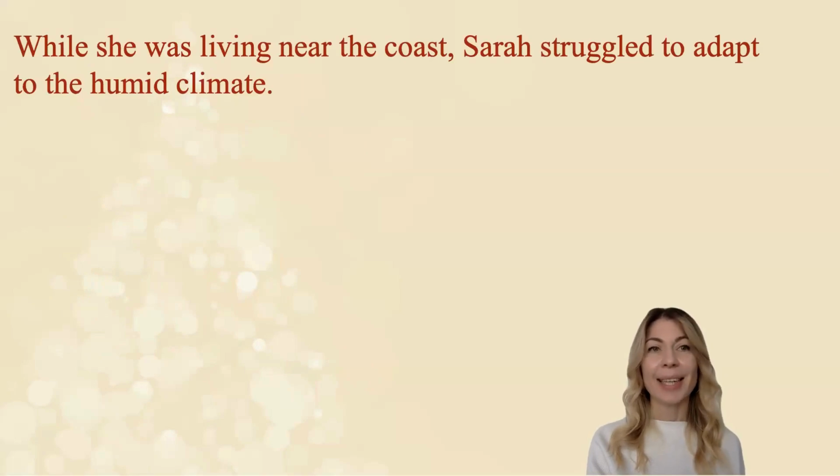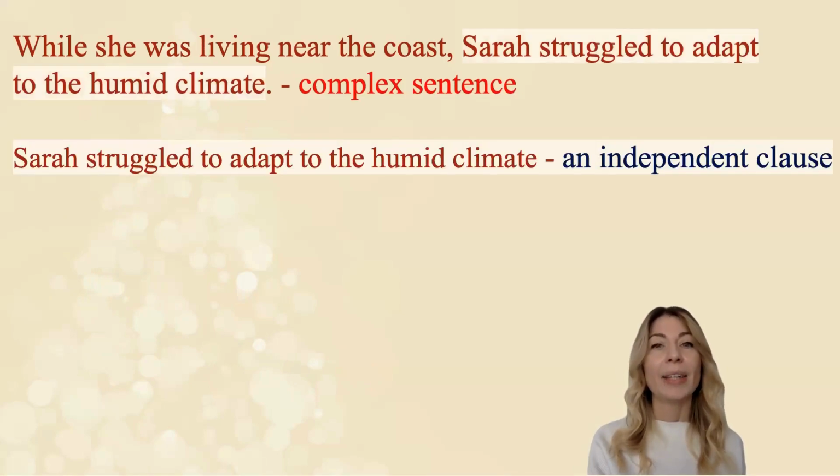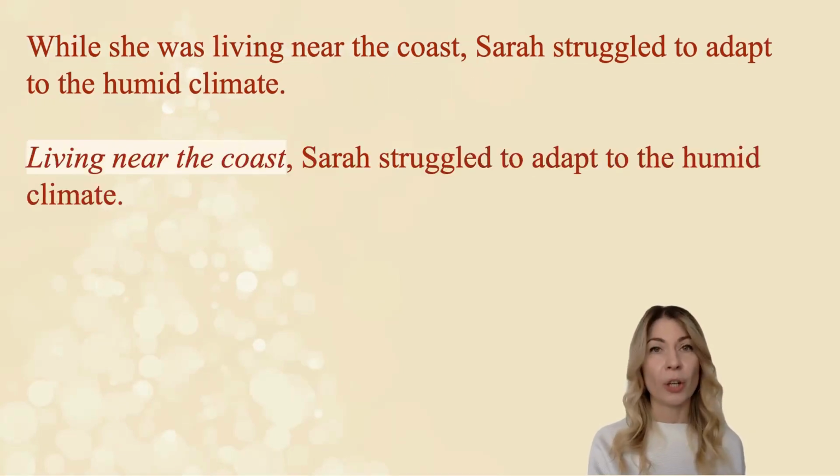Look at this sentence. While she was living near the coast, Sarah struggled to adapt to the humid climate. Okay, we can see a complex sentence and it consists of an independent clause, Sarah struggled to adapt to the humid climate, and a dependent clause, while she was living near the coast. So, to rephrase it, we can use a participle clause.